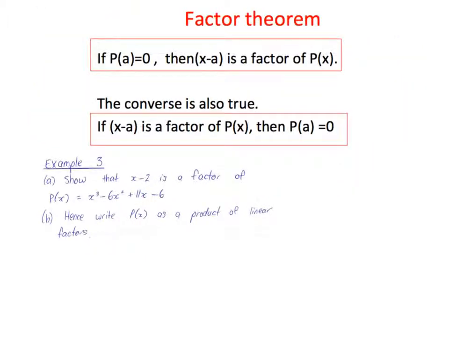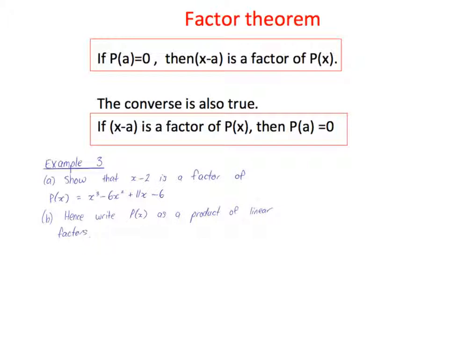Alright, so then that leads us to the factor theorem. If the remainder is 0, that means x minus a must be a factor of p of x. Okay, so that means if there is no remainder. And the converse is also true. If x minus a is a factor of p of x, that means p of a must equal 0.